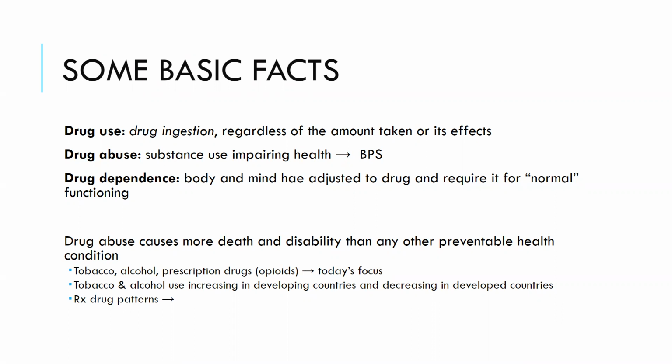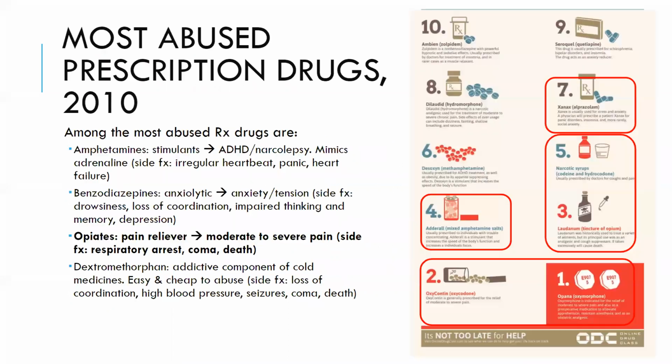Today's focus is going to be more so on tobacco, alcohol, and specifically prescription drugs. Again, more specifically, even opioids. Although, first, we are going to talk about drug use and the physiological mechanics of that process a little bit more generally. Tobacco and alcohol use have increased recently in developing countries and have decreased in developed countries. As far as prescription drug patterns, this graphic here on the screen depicts the top 10 most abused prescription drugs as of the CDC's analysis of the situation in 2010.